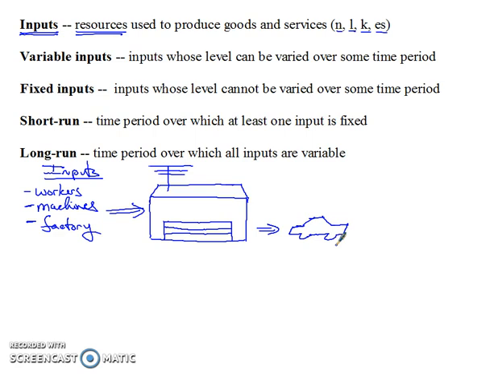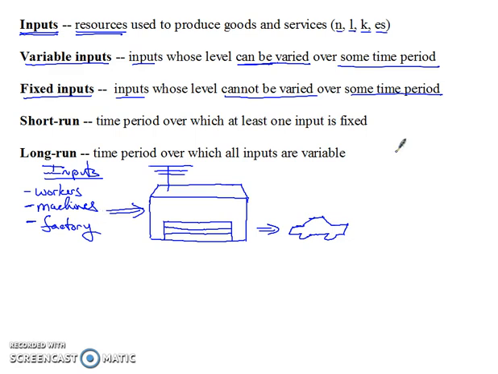And so the question is, of these inputs over here, which one of these inputs over some time period can be varied, and therefore we call them a variable input. A variable input is an input that can be varied over some time period. And then there are other inputs that are fixed, and if they're fixed, that means that we cannot vary the input over some time period. So the question is, which one of these inputs would be variable, and which one would be fixed, and it really depends on your time period, and that's where time comes into this whole idea.